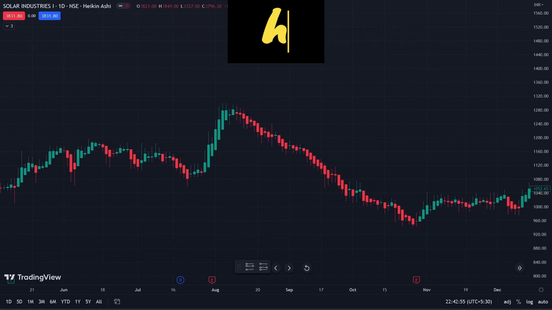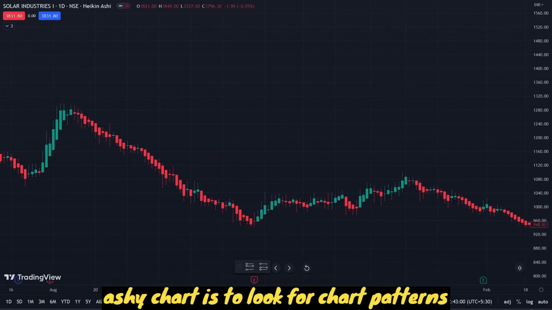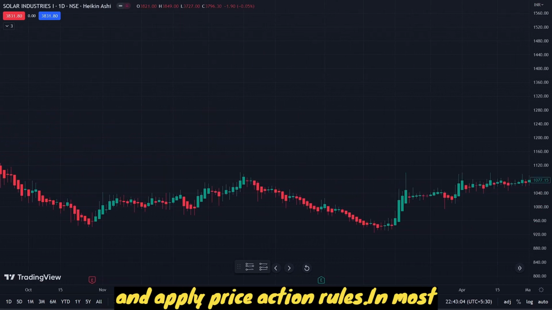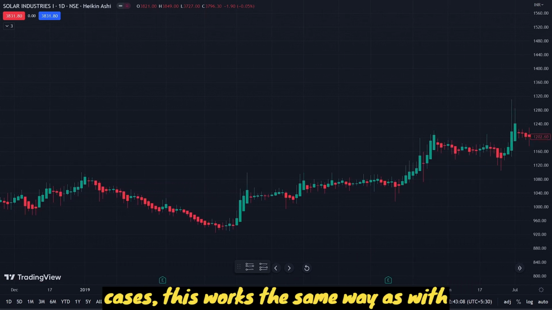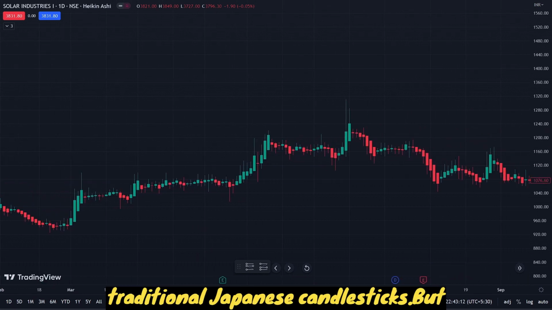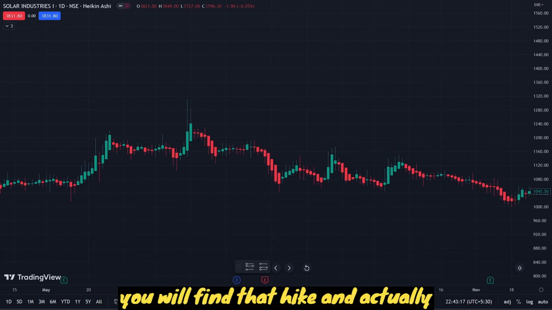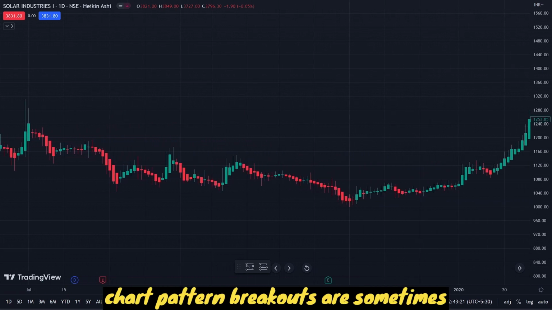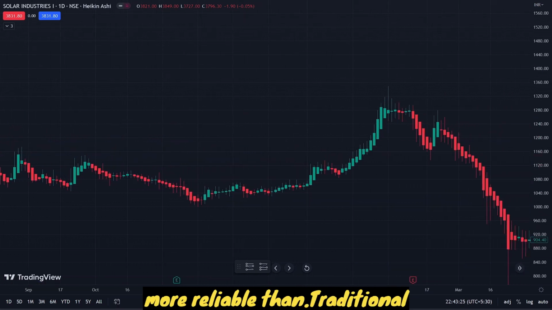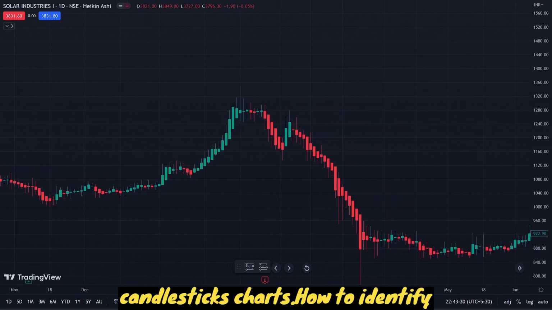Another way to use a HeikinAshi chart is to look for chart patterns and apply price action rules. In most cases this works the same way as with traditional Japanese candlesticks. But you will find that HeikinAshi chart pattern breakouts are sometimes more reliable than traditional candlestick charts.